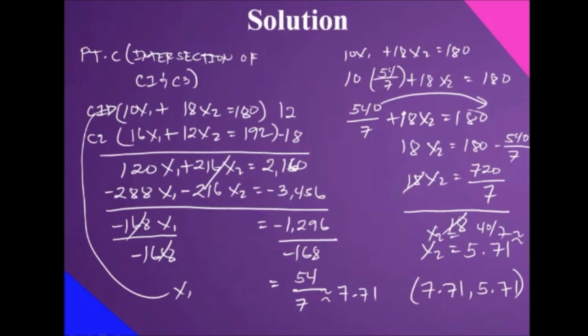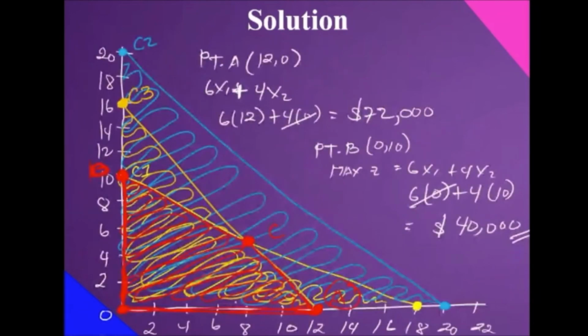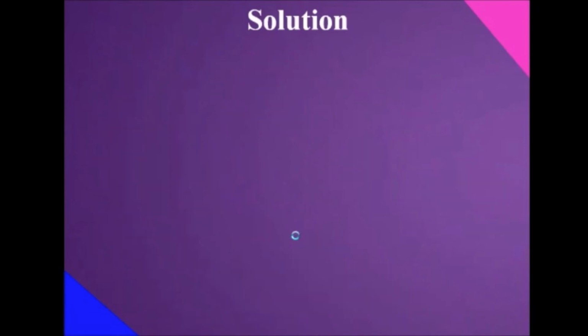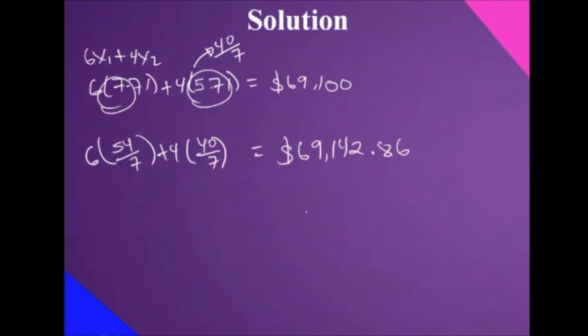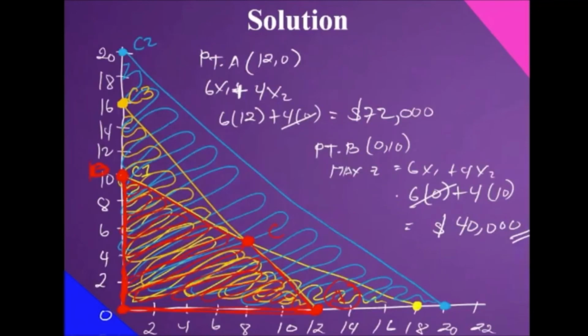Tulad nito, 7.71 tsaka 5.71. Nasaan yun? Around dito. Ito, dapat nandito banda yan. Tapos 5.71 yan. Medyo tama naman yung placement ng point natin sa graph. I hope nakukuha ninyo siya. And tingnan natin yung profit. For point C, ang profit natin is 69,100 plus. Yung dalawa naman, point A and point B, ang profit 72 at 40.